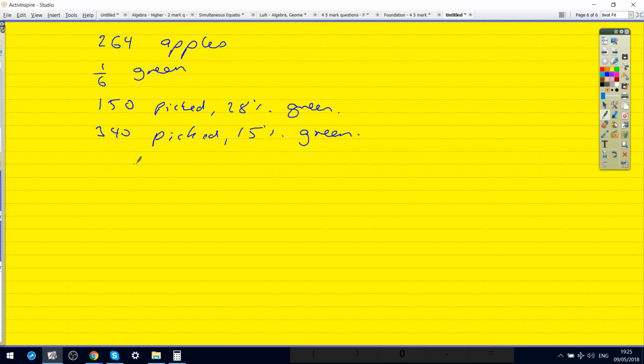So 264 divided by 6, which would be 44. 28% of them are green, so that would be 150 times 0.28, which would be 42.